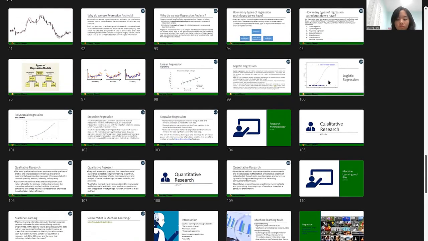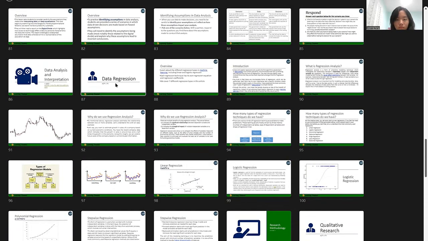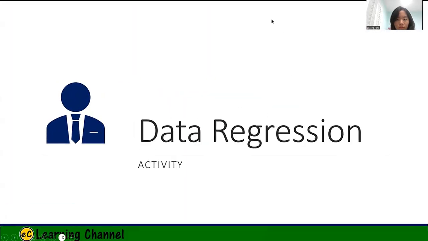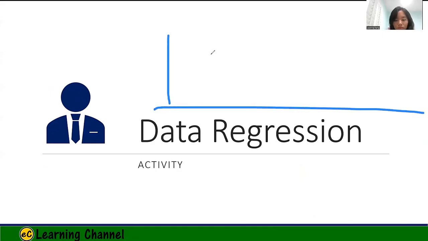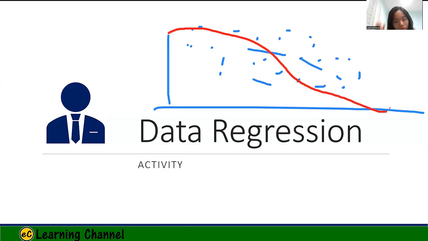So you do study for it. Next one will be data regression. Okay, what is data regression? Data regression is that we get a bunch of numbers here, and we try to analyze this average score like this.